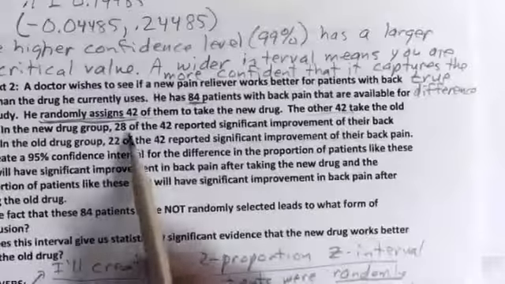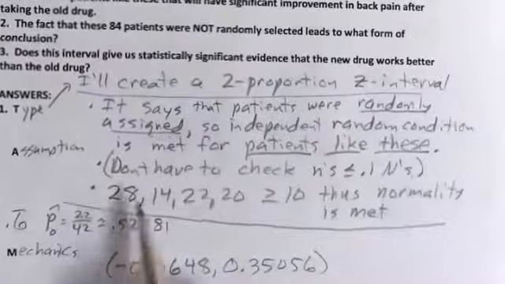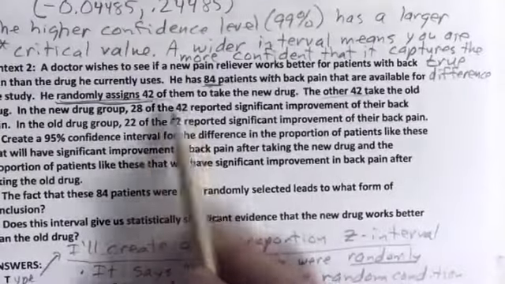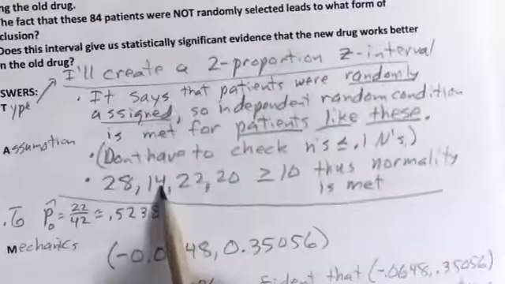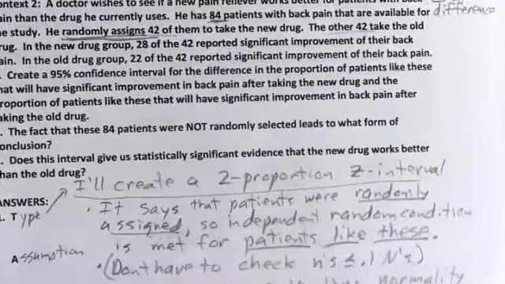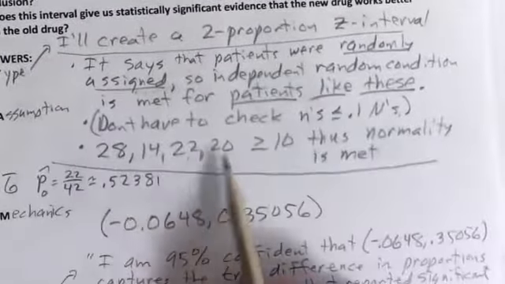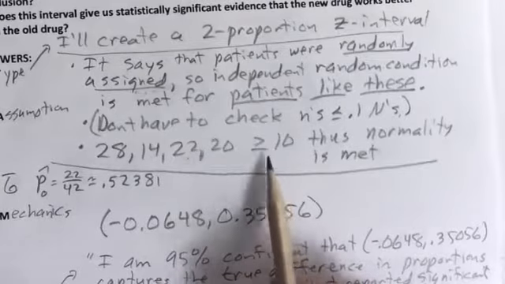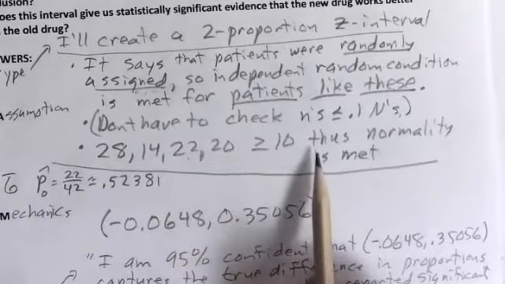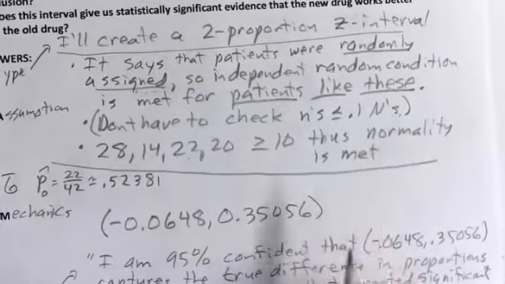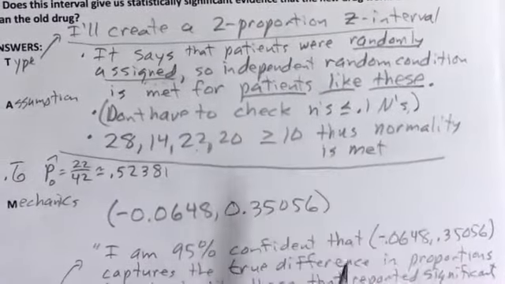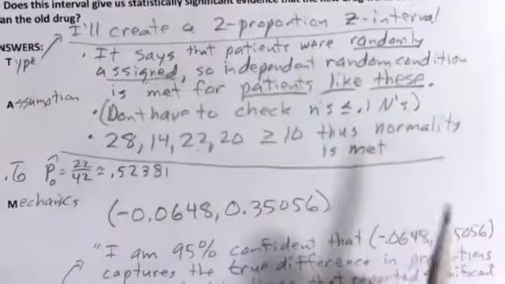You have 28 out of 42, so that's 28 successes. And then 42 minus that is 14, which means you had 14 failures. And then the other group, you had 22 successes and 20 failures. All 4 of them had to be bigger than 10, and they are. And so you'd say thus normality is met. And so that's the way you need to word that.